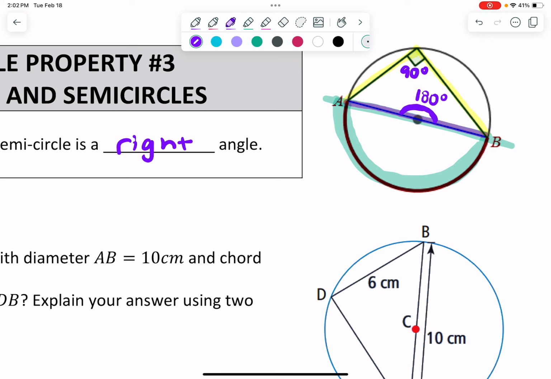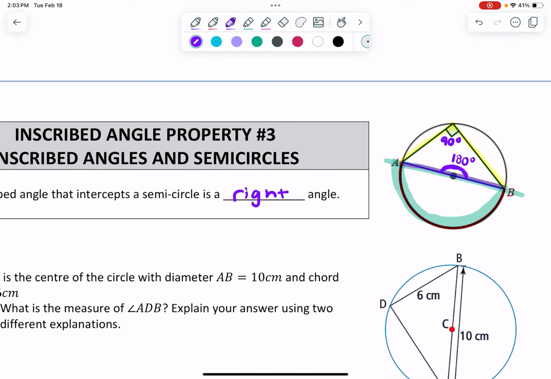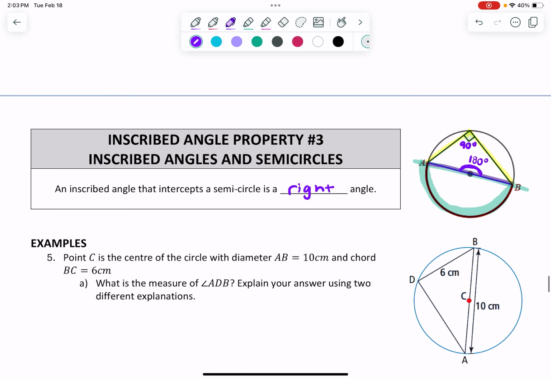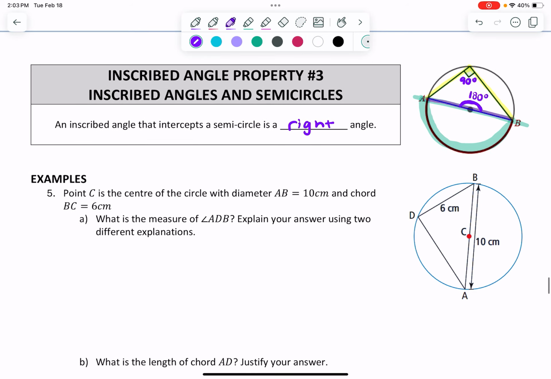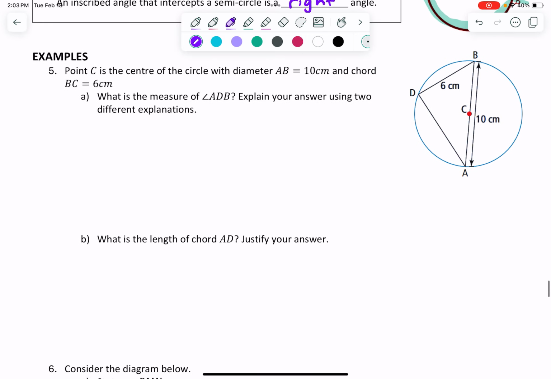So realistically, this property isn't a new property, right? It's just me interpreting that a semicircle is created by a diameter and that a central angle is twice as big as an inscribed angle that intercepts the same arc. I'm just putting those 2 ideas together. But it is technically our 3rd property. So let's take a look. We have 2 examples left.